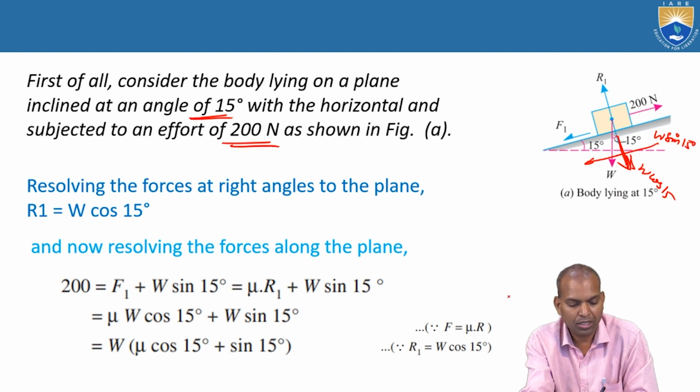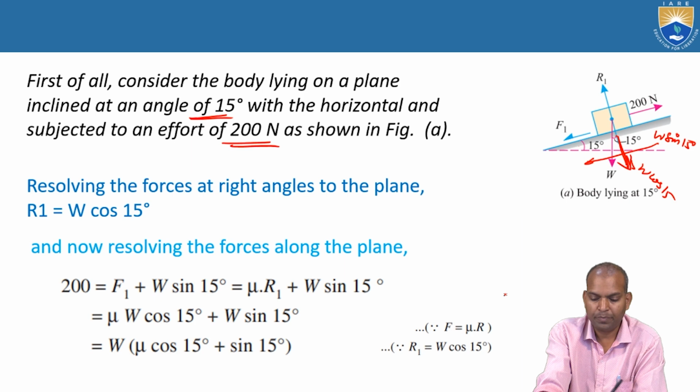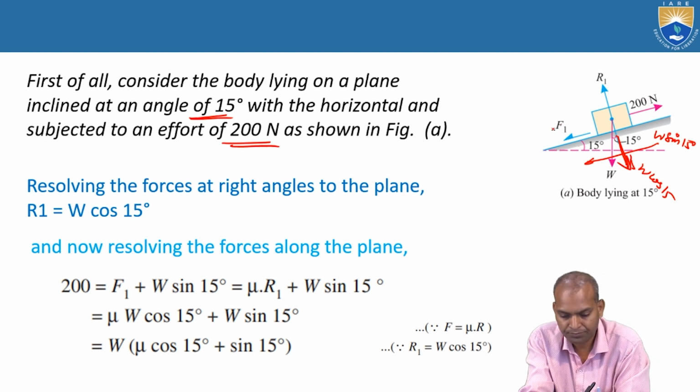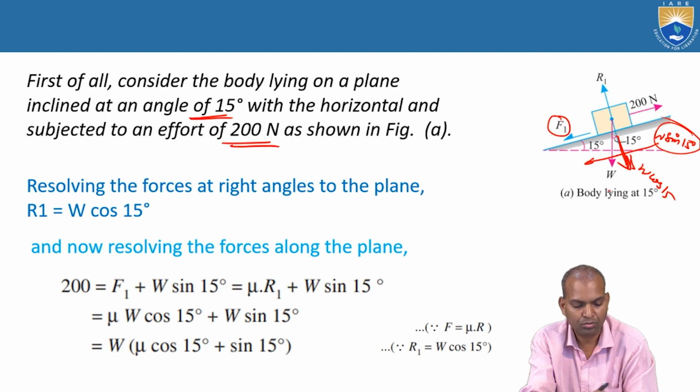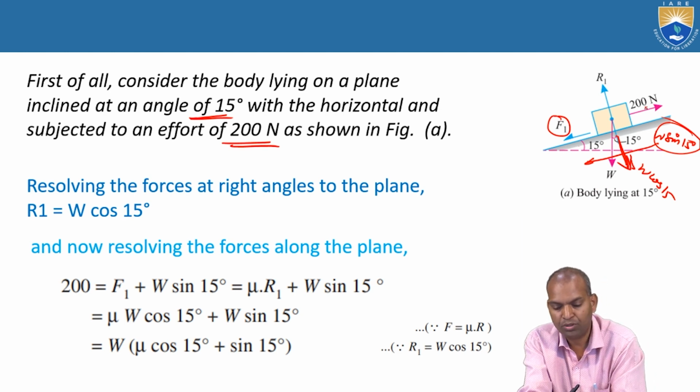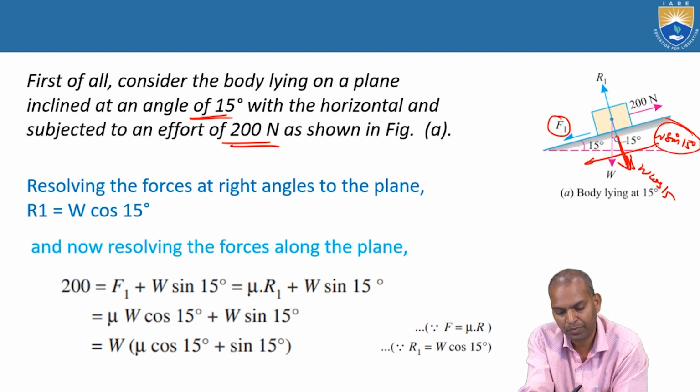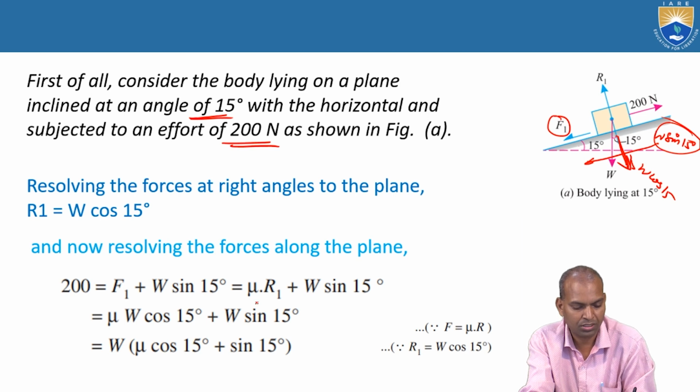Now resolve parallel to the plane: F1 plus W sin 15 equals 200 newtons. The 200 newtons acts in the opposite direction, so the downward forces equal the upward force. That is F1 plus W sin 15 equal to 200 newtons.